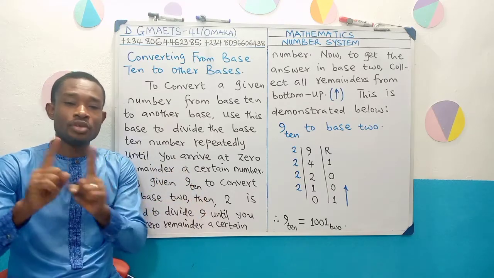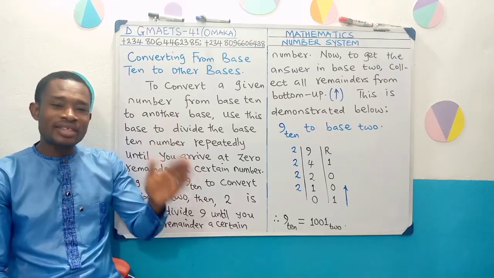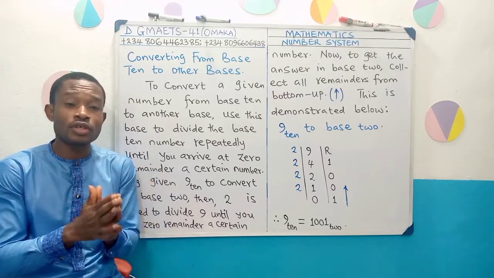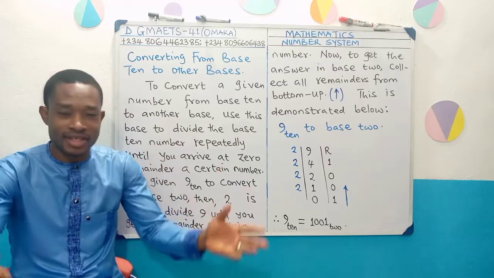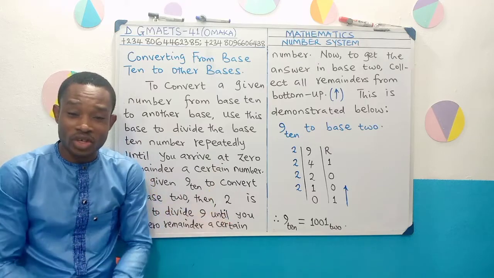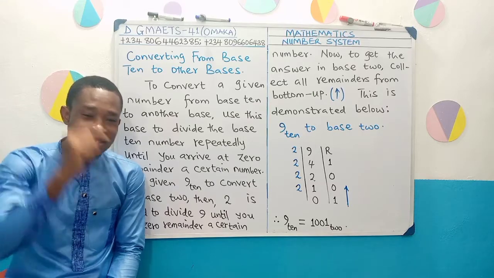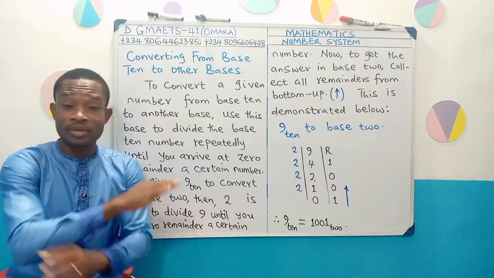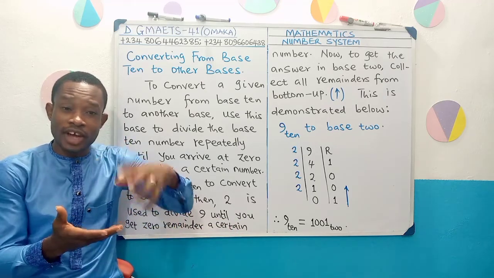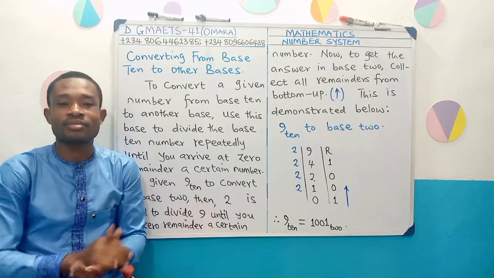All we need to do is use the new base we are converting to to divide the base 10 number repeatedly. You will continue that division until you get 0 remainder, a certain number. Don't worry, when we solve the question, you will understand what I mean by that certain number. But you must get to that point, 0 remainder, that certain number. That is the last point of your division. Now, at each point of your dividing, you are expected to record the remainder you are getting.